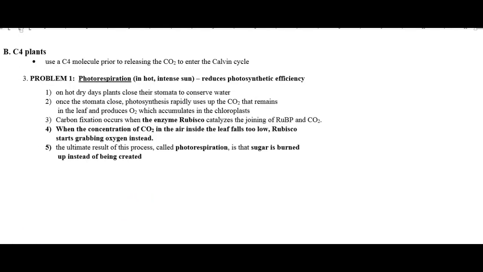So C4 plants. Problem number one. They're going to be dealing with the problem of photorespiration. This is going to be hot, intense sun, and that is going to reduce their photosynthetic efficiency. Because when it's really hot and dry, really intense sunlight, the guard cells are going to close the stomata. Otherwise, all the water would evaporate. Once the stomata close, here starts the problem, photosynthesis rapidly uses up the carbon dioxide that remains in the leaf and produces the oxygen, which is going to accumulate inside the chloroplast.